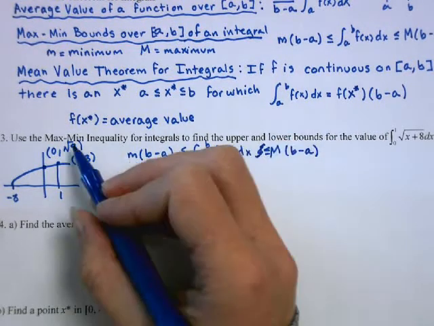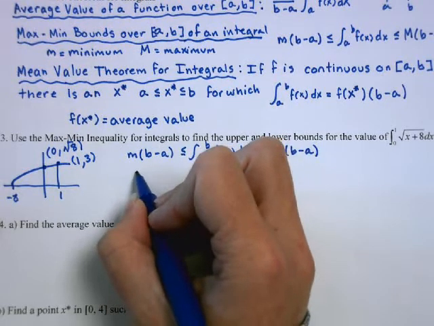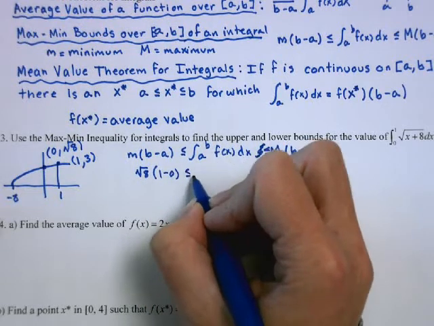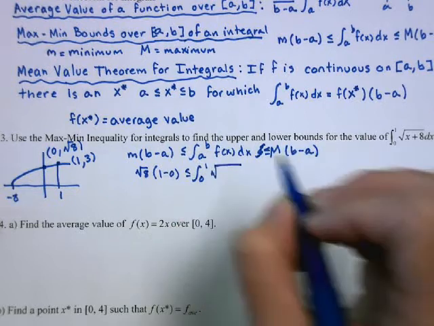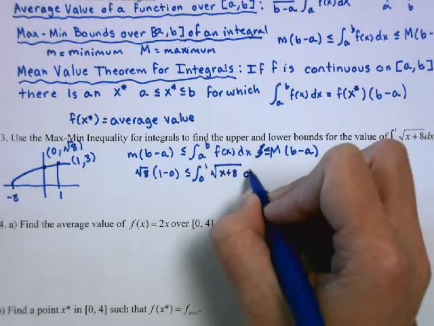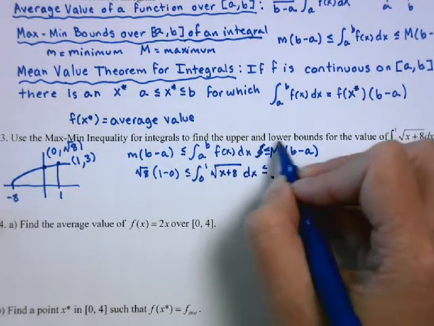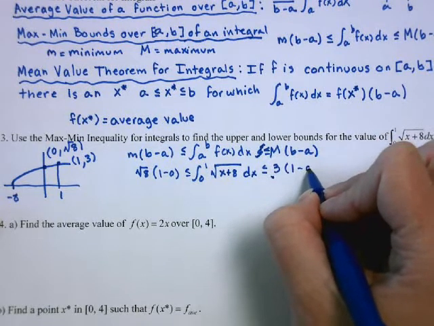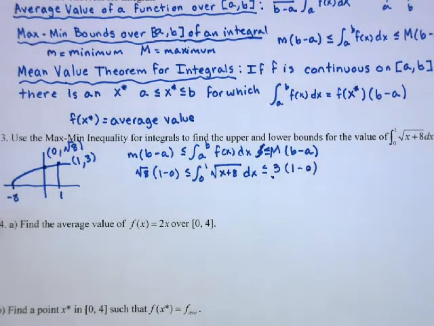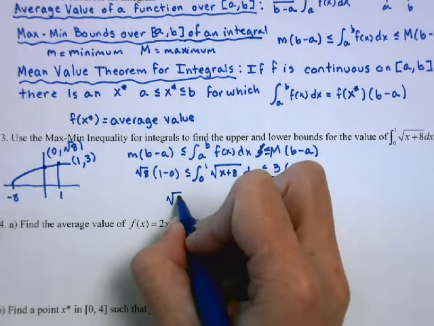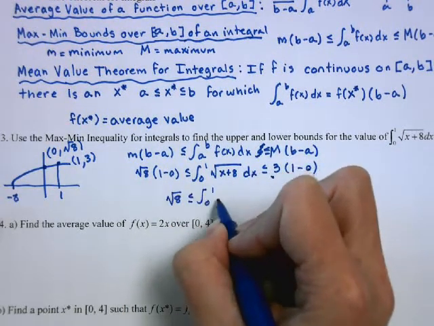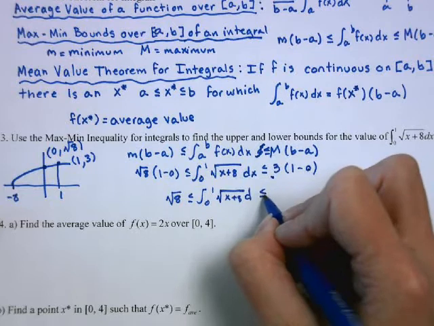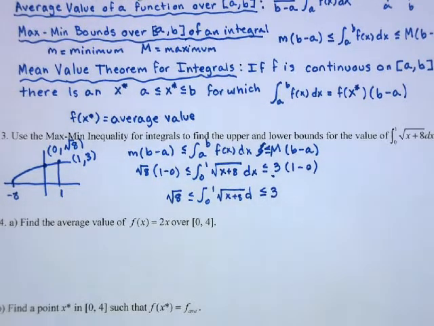So here my lower value is going to be root 8 times 1 minus 0, is less than or equal to the integral from 0 to 1 of the square root of x plus 8, is less than the big M, the maximum over that, which is going to be 3, times 1 minus 0. So we can simplify this. Whatever this integral is, we know that it is somewhere in between the square root of 8 and the square root of 9, which is 3.